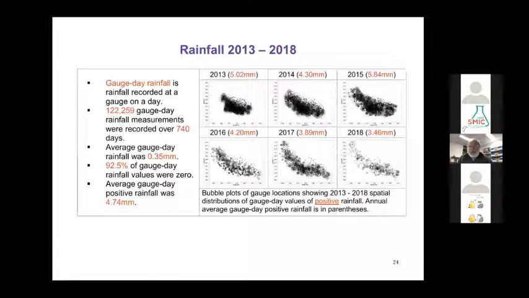In fact, over the 6 years, you can see that there is a dramatic drop in rainfall. These are bubble plots showing you at gauges on the year, the amount of rainfall that was recorded. And the figures over here in red are the average positive gauge day rainfall each year. And you can see it drops as you're going from 2013 through to 2018. And you can see also the drop away in rainfall those days. So not only have you got issues with very little rain being recorded, but also each year there appears to be less rain available, less moisture available in the atmosphere.